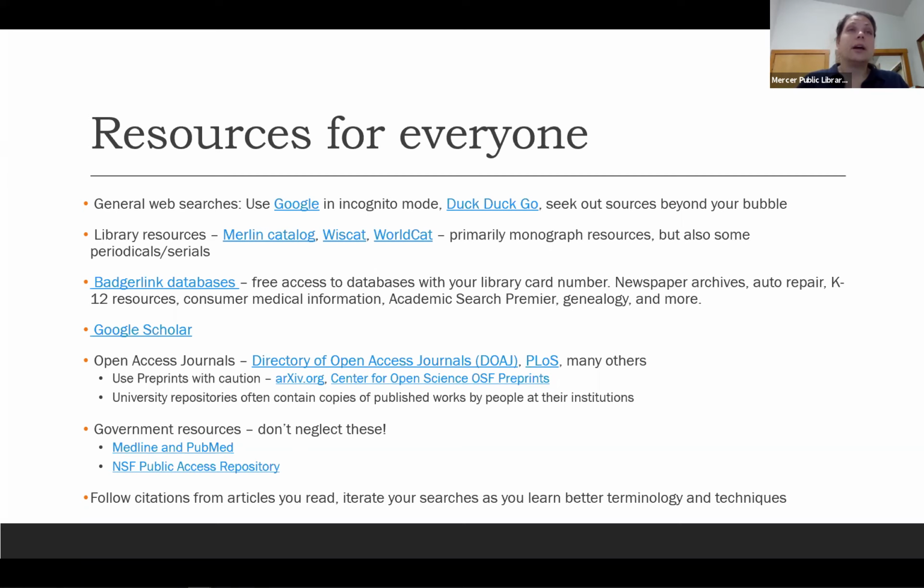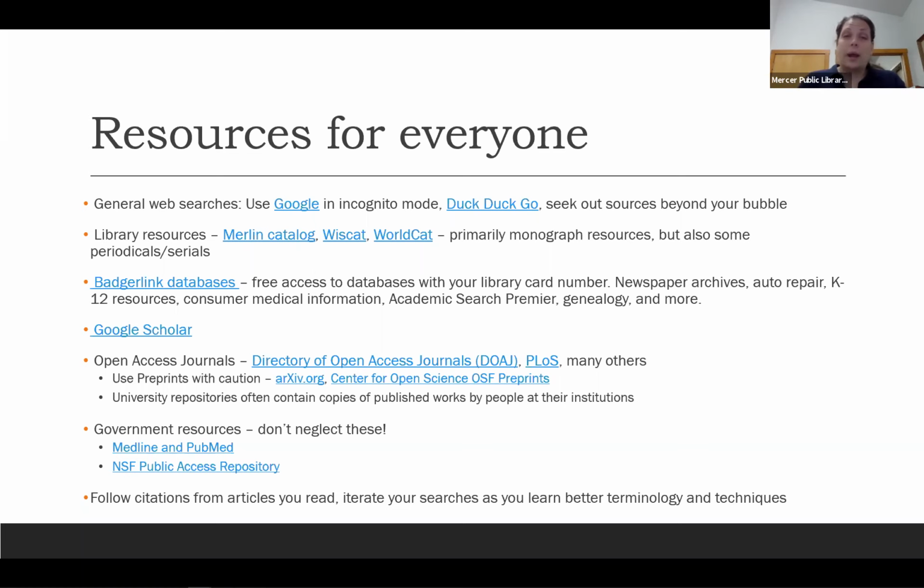If you use Google in incognito mode, or if you use DuckDuckGo, you're going to get somewhat less skewed results based on what you've examined in the past. If you use Google when you're signed into Google, you're going to keep getting the same kind of stuff over and over. So I recommend trying it in incognito mode or using DuckDuckGo to seek out sources that get you outside your own bubble.